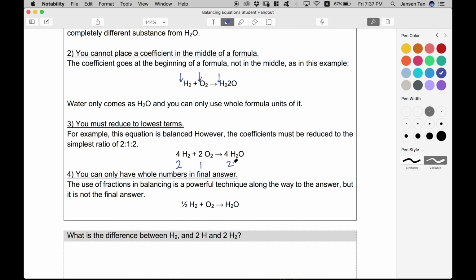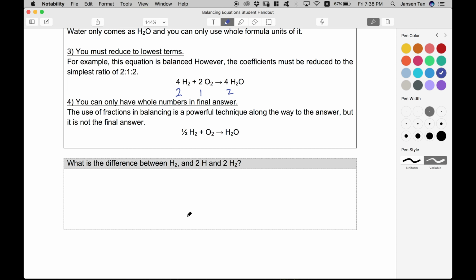Alright, and the last rule is again, even if we want the simplest ratio, we can't have fractions in our final answer. Okay, so half 1 1 is not allowed, so we will have to change that. Okay, at this point, I would need you to be sure of the difference between these 3 different expressions, H2, 2H, and 2H2.